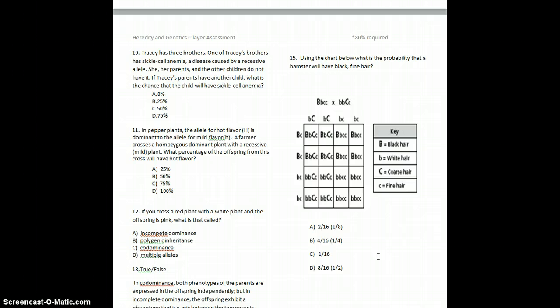Number 12. If you cross a red plant with a white plant and the offspring is pink, what is that called? Is it A, incomplete dominance, B, polygenic inheritance, C, codominance, or D, multiple alleles?